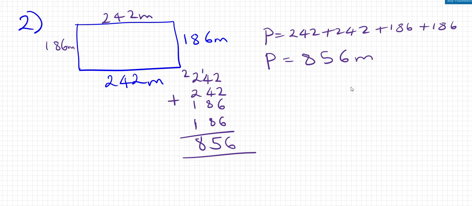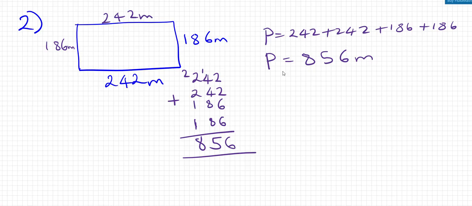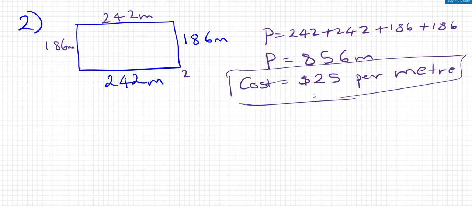That's the perimeter. Now the question asks us, if we go back, find the cost of the fencing. That's what we want to know. What is the cost going to be? Now we know it costs $25 per meter. Okay, so this is where we have to work out a way to calculate the cost. So if I've got 856 meters and each meter costs $25, the best way to work it out is using multiplication.